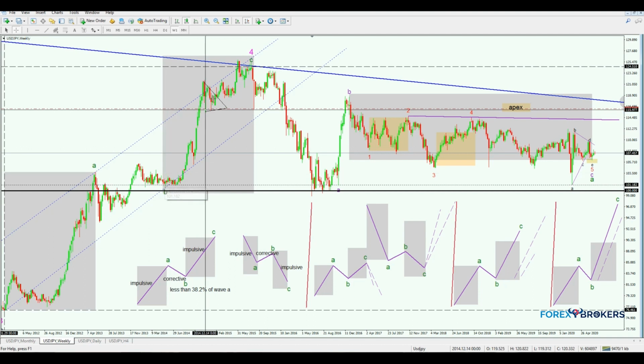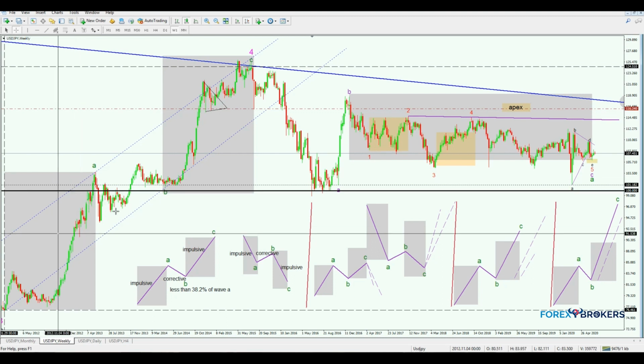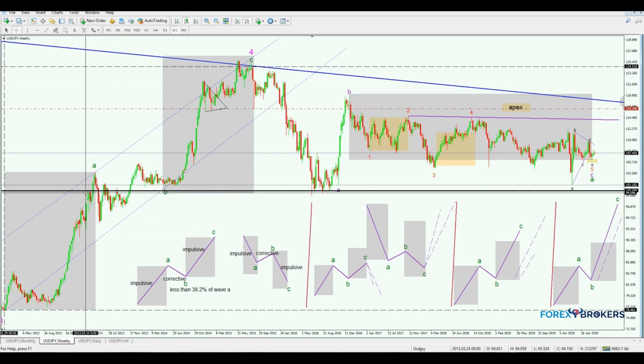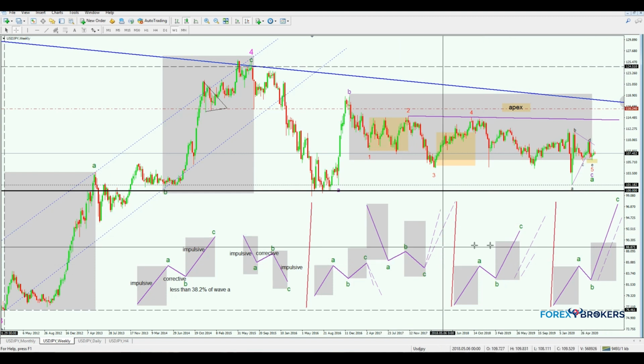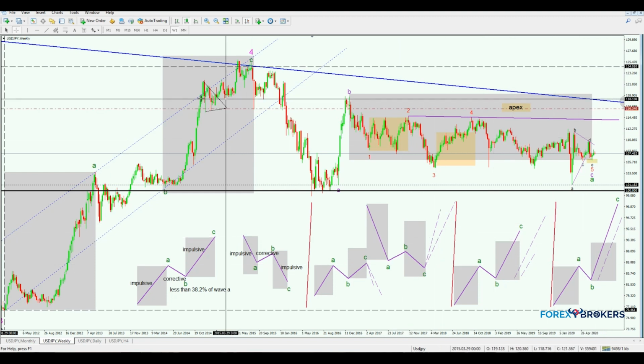What is the length of wave C in relation to wave A? Here they look to be almost equal, so out of the three possibilities, truncated, normal and elongated, this would be nothing but a normal zigzag, like most zigzags are.